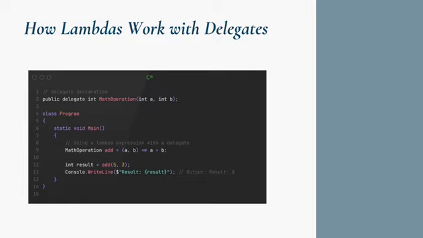In this example, we define a delegate MathOperation which takes two integers and returns an integer. Instead of writing a separate method, we use a lambda expression to define the behavior directly. So let's see how it works. The lambda expression replaces the need for a full method definition, and it assigns the behavior directly to the delegate in one line.